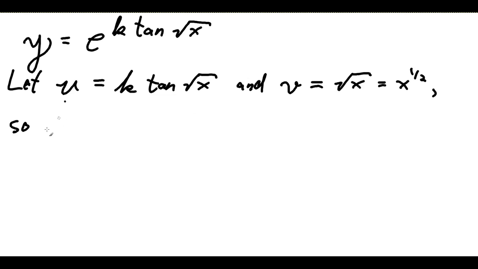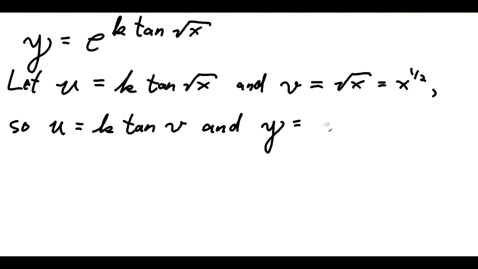If v is the square root of x, then u is k times the tangent of v. And since we have a definition for u as being k times the tangent of v, or k times the tangent of the square root of x, that means that y is equal to e to the power of u. Right? So we're looking for dy by dx.